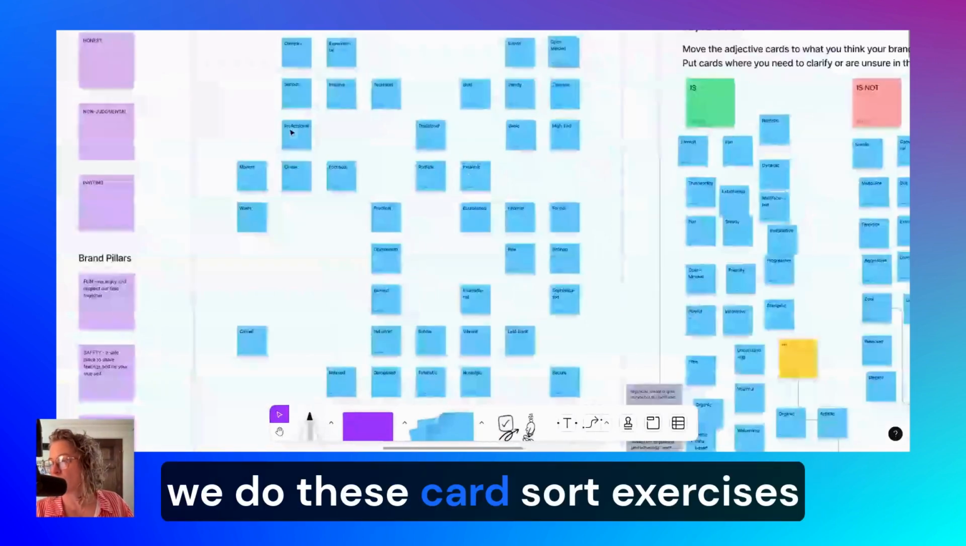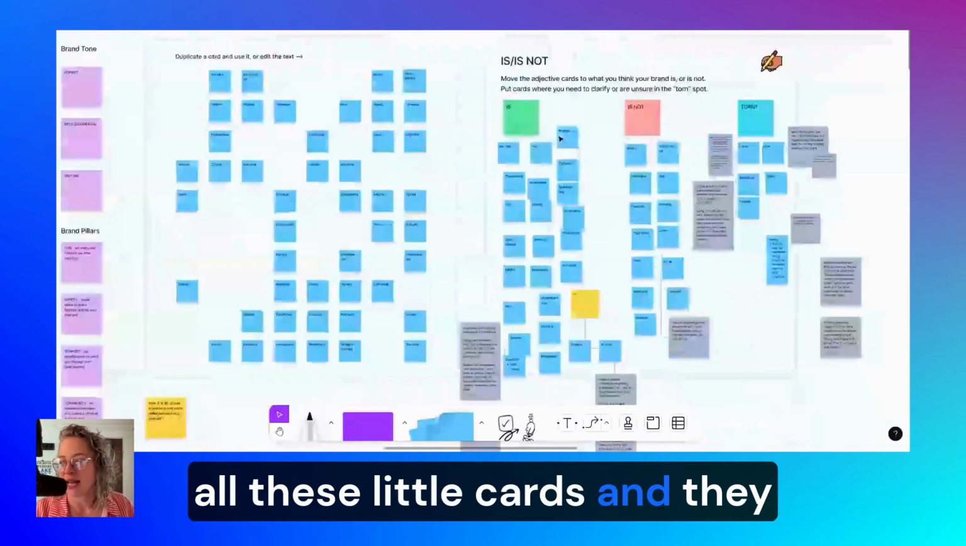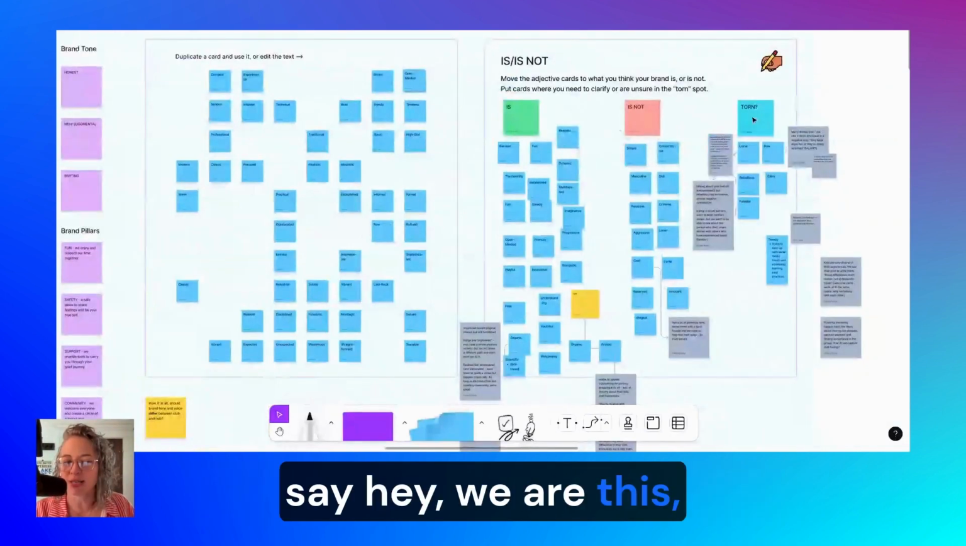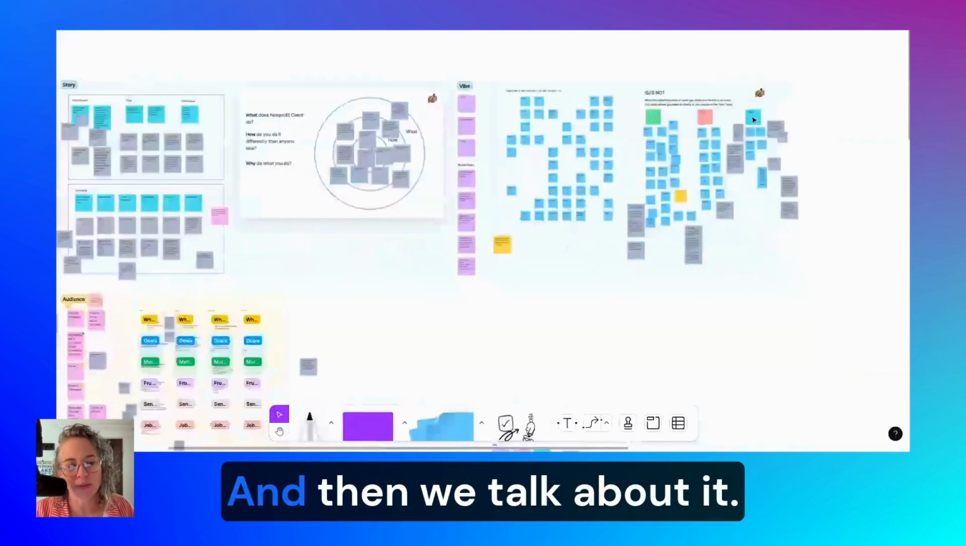We do these card sort exercises about brand tone, where we have all these little cards and they can move them around and say, hey, we are this, we're not this, we're not sure if we're one or the other. And then we talk about it.